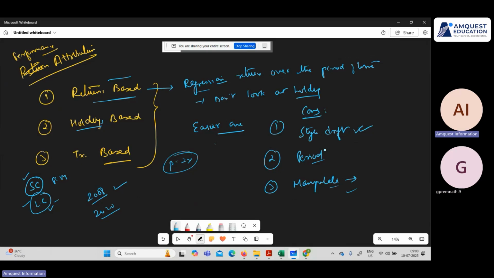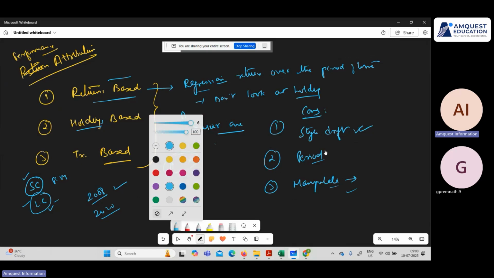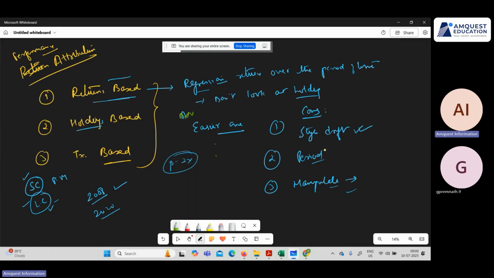The advantage here is that it's easy to calculate. The only thing you need is the returns, and the broad market returns, obviously, as a benchmark, as a reference. But the problems are that it does not look at the style drift the manager could have taken, it could give you different results for different periods, and it is easy to manipulate. Is that okay? Yeah. Okay.